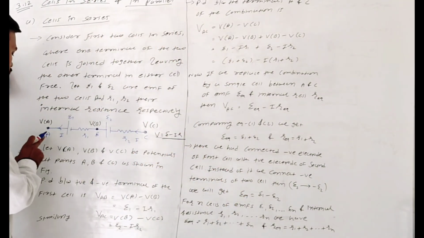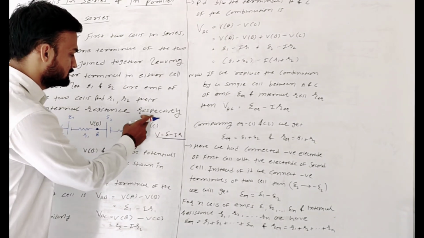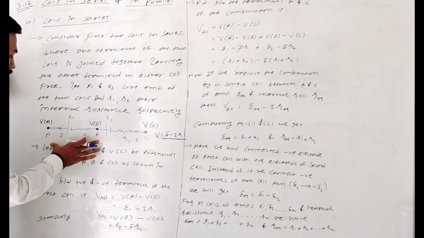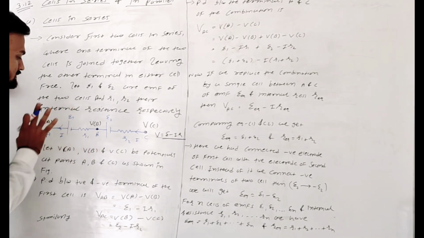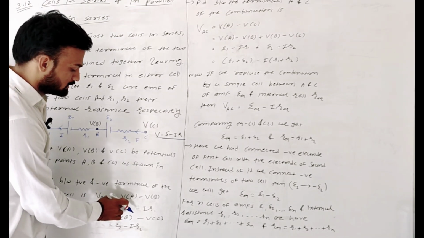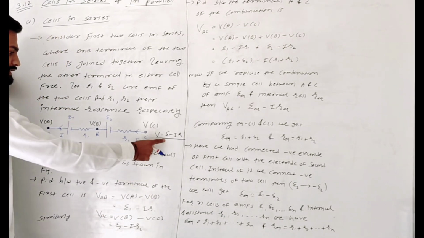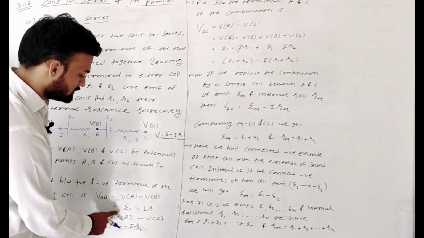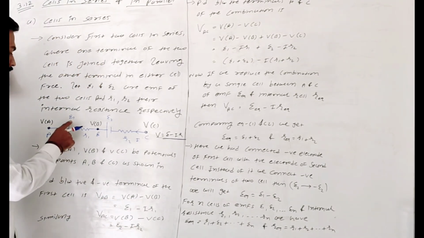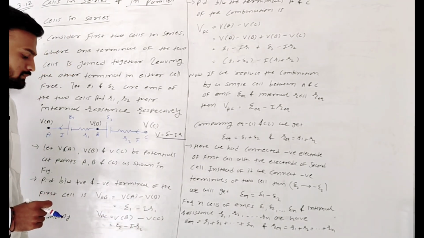Once again, potential at A is VA, potential at B is VB and potential at C is VC. So the potential difference across the first cell is VA minus VB. Let it be VAB. So that is equal to VA minus VB. From the equation we can say that VAB is equal to E1 minus IR1, because the EMF of the first cell is E1 and its internal resistance is R1.